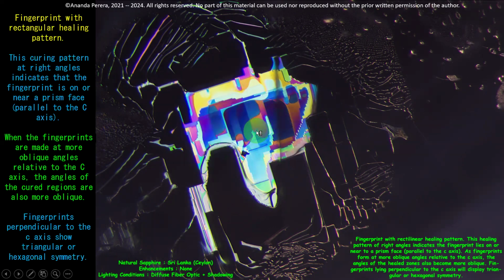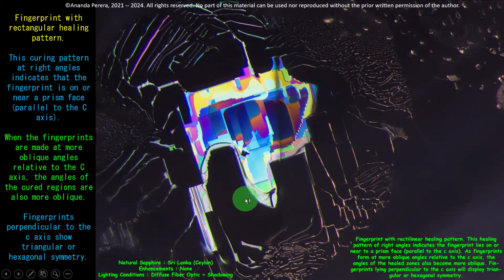This healing pattern has right angles. All are right angles, 90-degree angles. That indicates that the fingerprint is on or near a prism face parallel to the C-axis. That is the conclusion we can draw. When fingerprints are formed at more oblique angles relative to the C-axis, the angles of the healed regions are also more oblique.